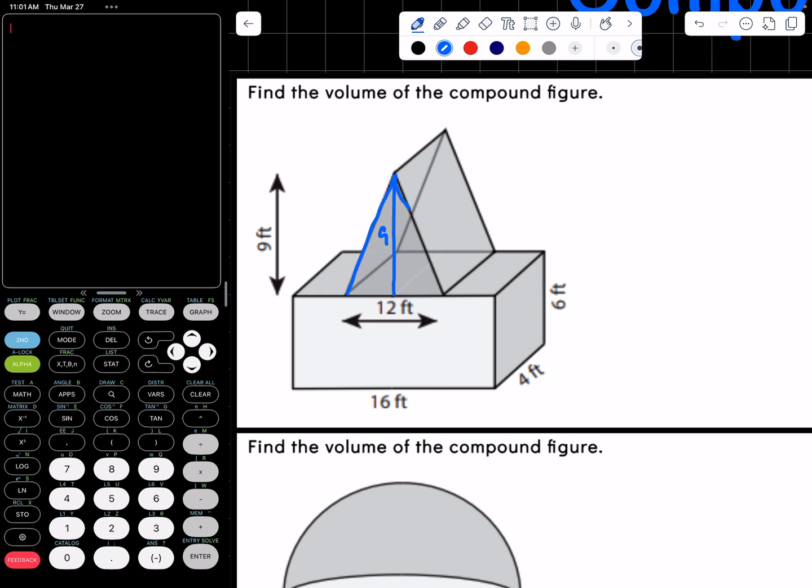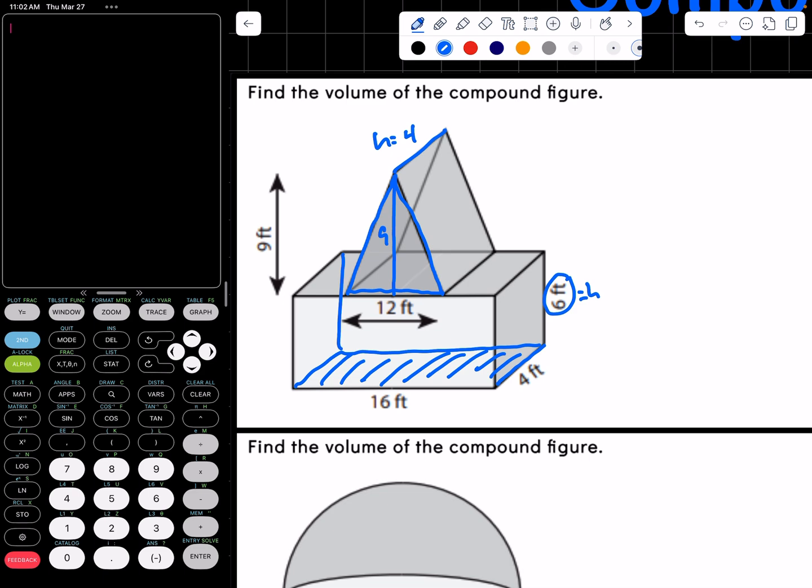We have a triangular prism here, okay? So my base is going to be 12. My height of the prism is going to be 9. And then we also have this distance right here, which is the same as this distance, which is 4. That's going to be my height of the triangular prism. And then, of course, down on the bottom, we've got our rectangular prism with a base of 16 times 4 and then a height of 6.